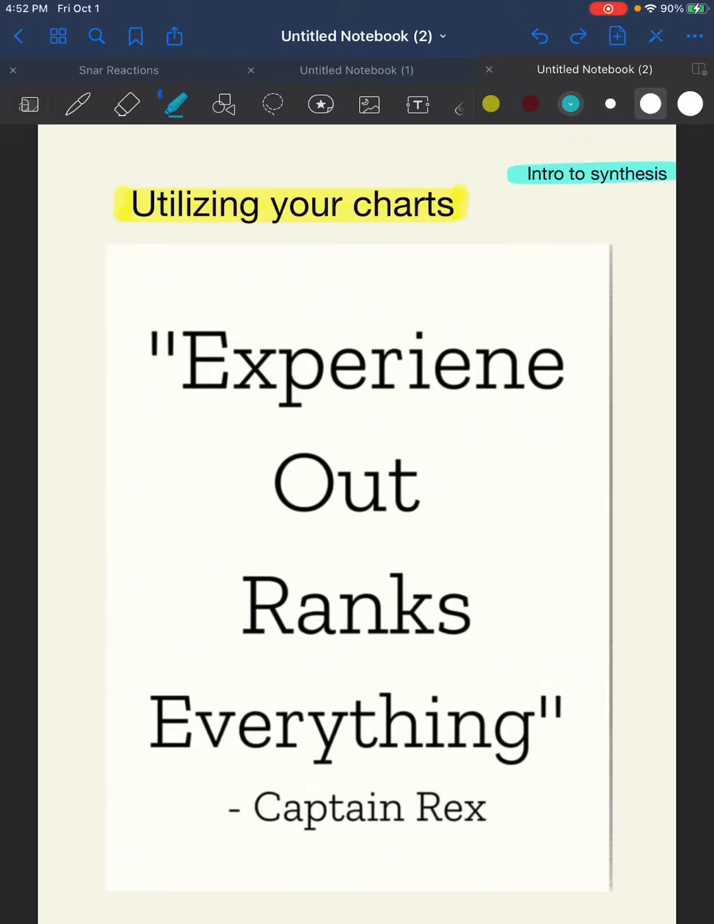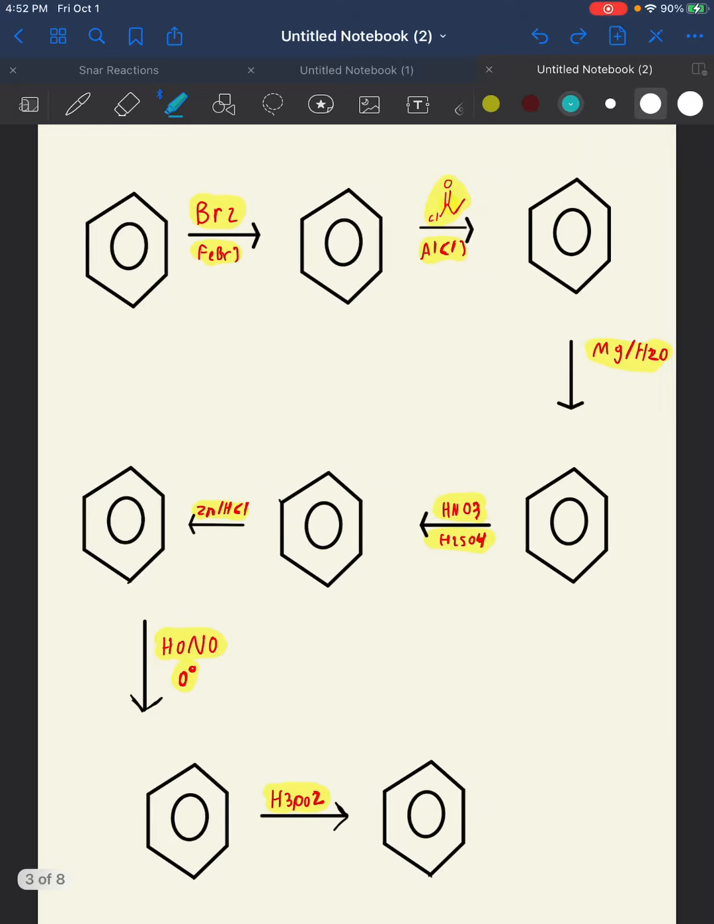So today we're just going to be going over some intro to synthesis. What I mean by that is I'm going to give you a regular benzene ring and you're just going to follow the reactions, see what adds on, what doesn't add on by utilizing your chart. So moving forward, let's say we start with a regular benzene ring and we add Br2.